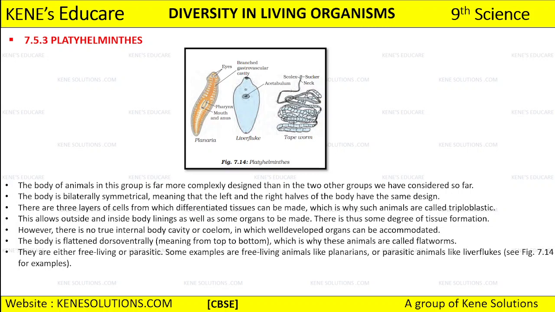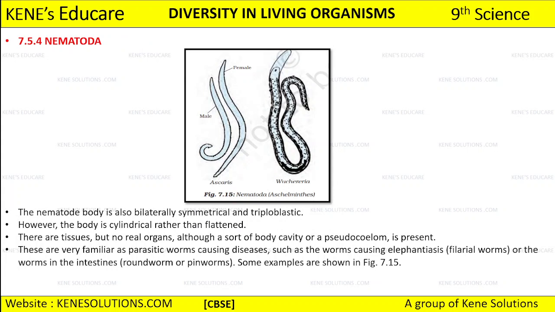So please go through the characteristics of phylum Platyhelminthes. And after that, we discussed phylum Nematoda. Nematoda is also bilaterally symmetrical as well as triploblastic. Triploblastic means it is made up of three layers: ectoderm, mesoderm and endoderm.